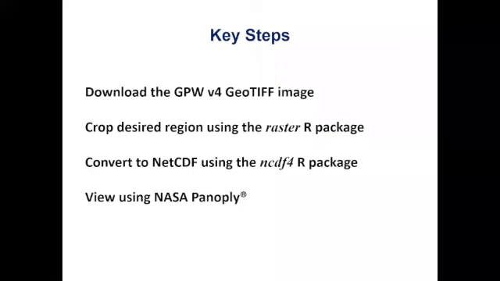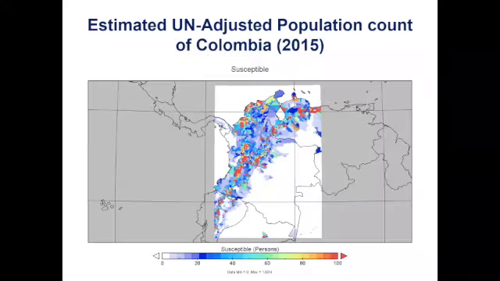So I'm going to review the key steps we have done so far. Download the GeoTIFF file, use a couple of R packages, the raster package and the ncdf4 package, crop the region of interest, and view it using NASA Panoply. So here is Colombia's map, UN adjusted population count. I chose the target year of 2015. This map has 3 million cells at the 30 arc-second resolution. If you want to aggregate the map by a factor of 10 along the north and 10 along the west, you could factor it or aggregate it by a factor of 100 to make it look like this.